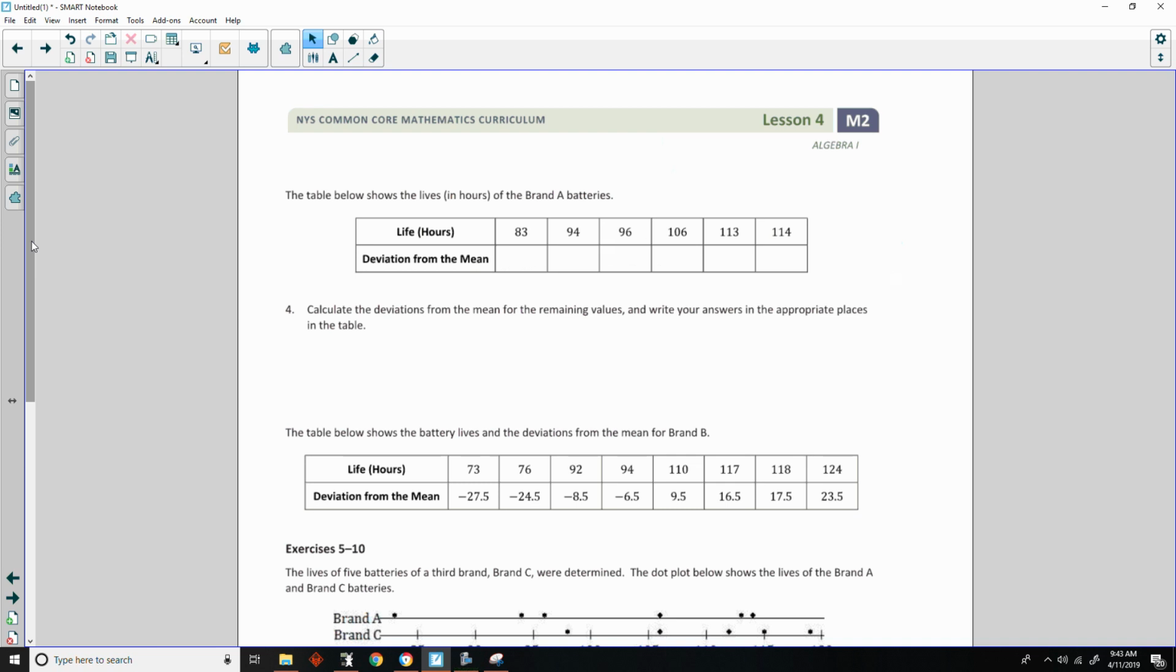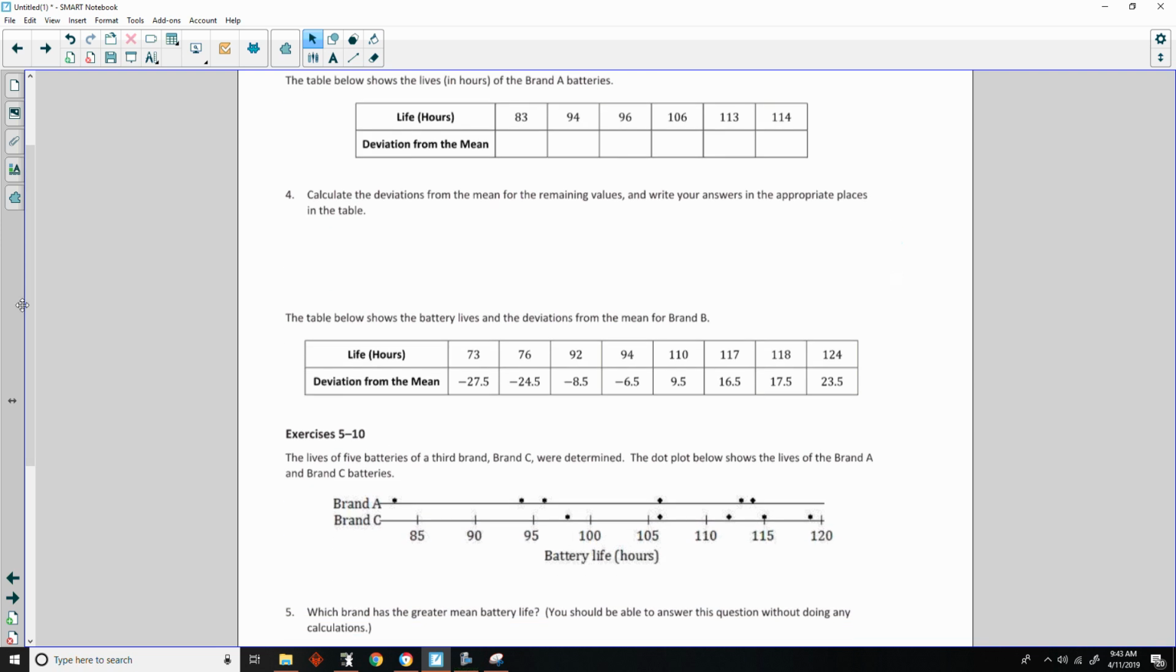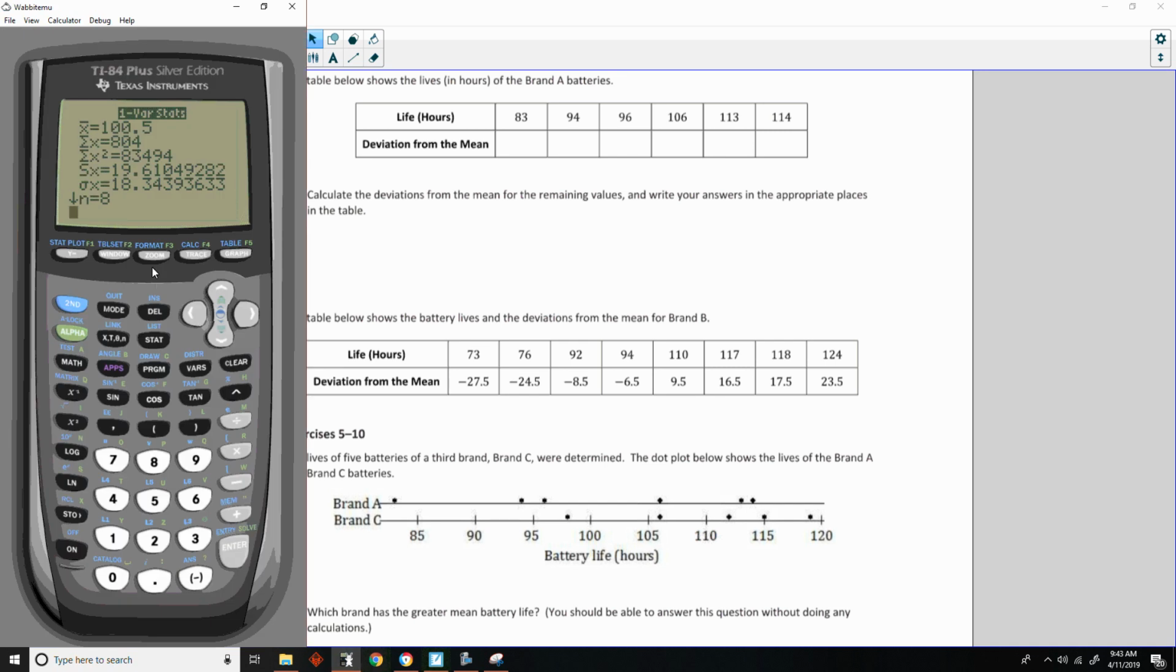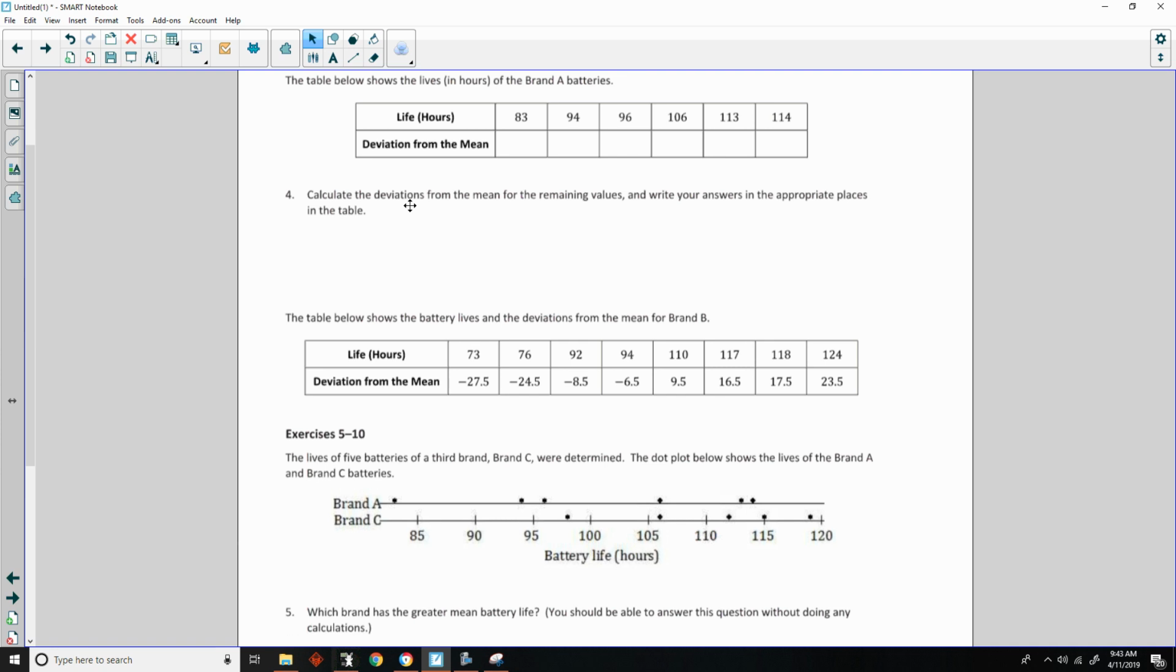Okay, next page. The table below shows the lives in hours of brand A batteries. So that's what I had in my list. It should be the same. So if I go to Stat, Edit, and let's see, 83, 94, 96, 106, 113, and 114. So the battery life in hours matches what I entered in the calculator. I was just checking.